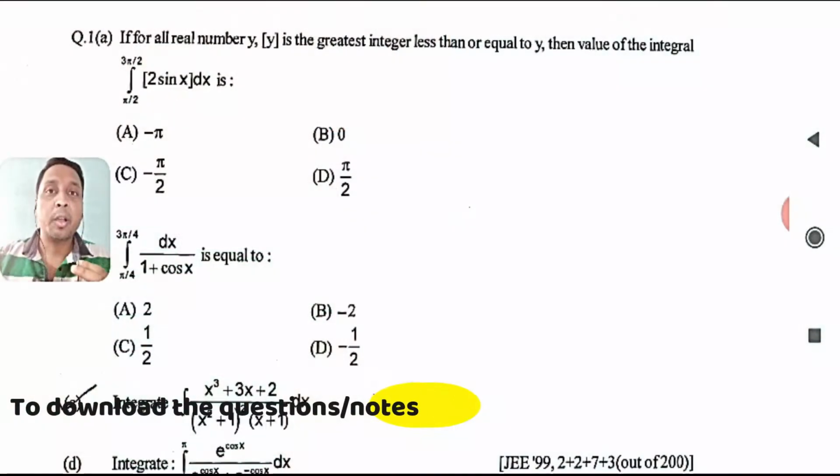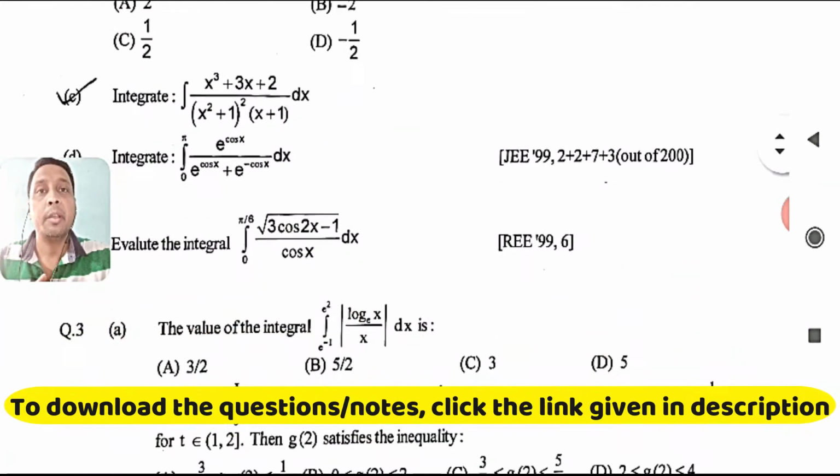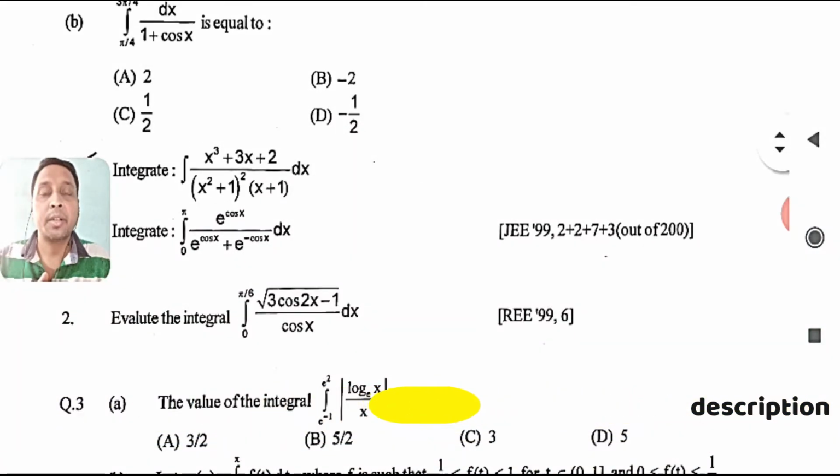Okay students, welcome all to this new lecture in the advanced level where we are solving previous year IIT JEE questions based on definite integral. In this lecture we will be solving questions number 1a, 1b, 1c, 1d, 2, 3a and so on. Then let's try to solve these questions.